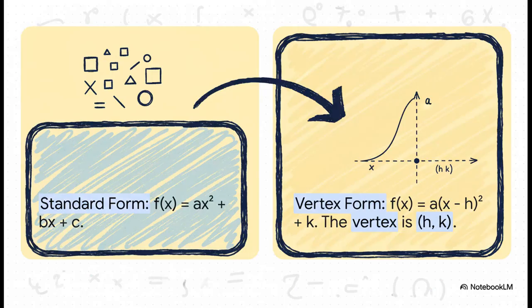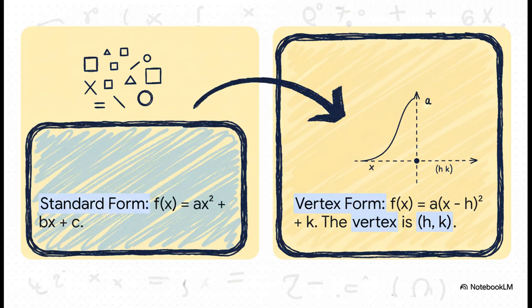All right, today we're jumping into the world of quadratic equations. We're going to learn how to take them from what's called standard form, that's f of x equals ax squared plus bx plus c, and transform them into the super useful vertex form. Now, why do we even want to do this?